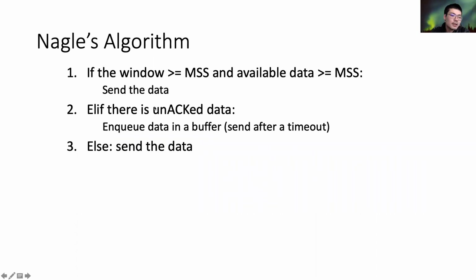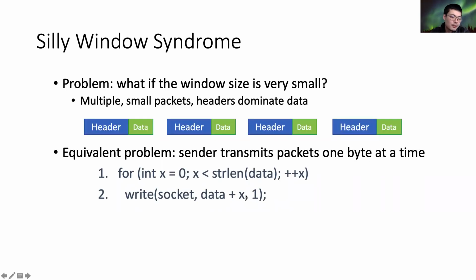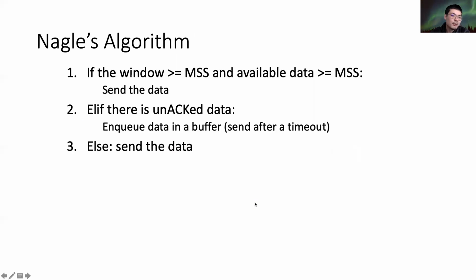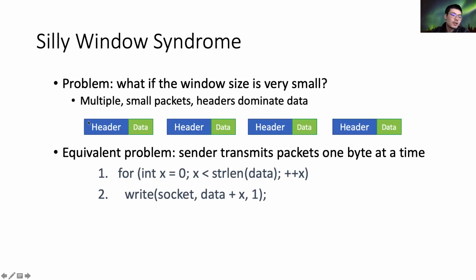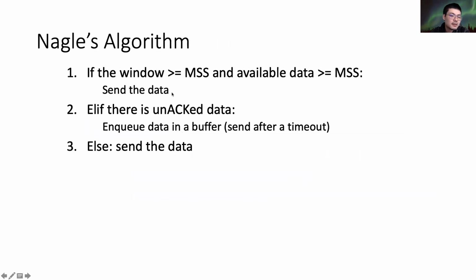So how it works is this. If your window size is larger than the MSS, the maximum allowed packet size, and the available data is also larger than that, then just send the data. Here the data is not the data that you just wrote for 1 byte. It's the data that you appended so far in the window. If it's large enough, you just send using maximum segment size. That's most efficient, so you fully utilize the data segment. Make sure the whole packet is MSS in size.